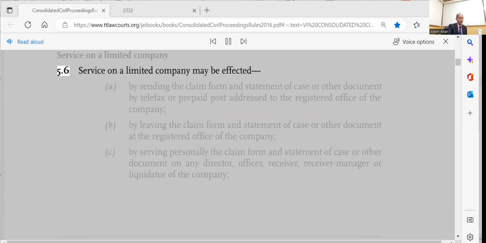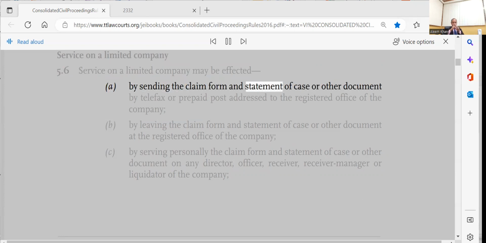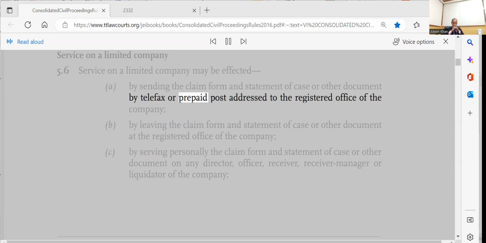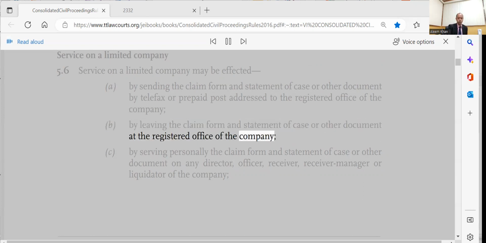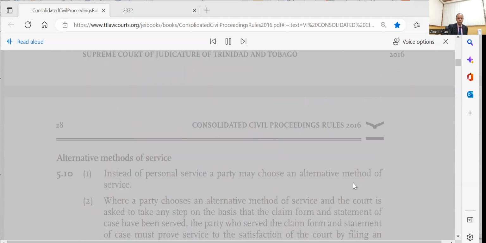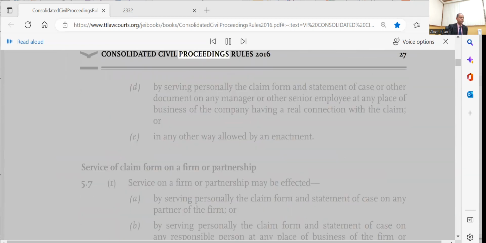Service on a limited company. 5.6 Service on a limited company may be effected a. By sending the claim form and statement of case or other document by telefax or prepaid post addressed to the registered office of the company, b. By leaving the claim form and statement of case or other document at the registered office of the company, c. By serving personally the claim form and statement of case or other document on any director, officer, receiver, receiver-manager, or liquidator of the company. Supreme Court of Judicature of Trinidad and Tobago, 2016. Consolidated Civil Proceedings Rules 2016-27.